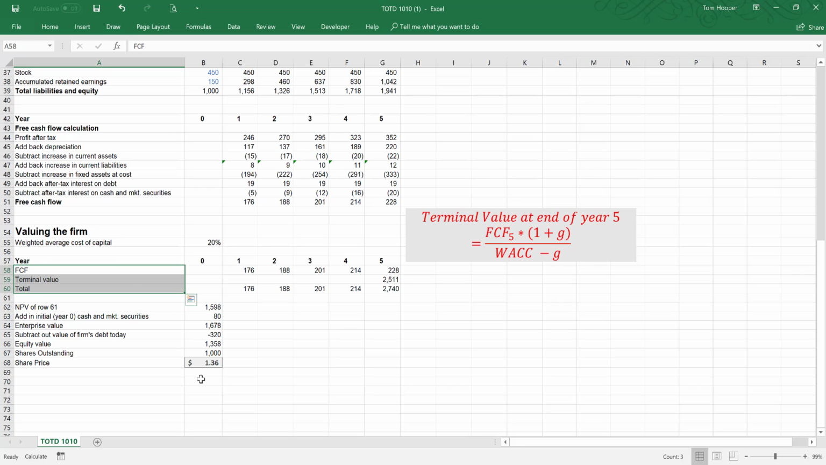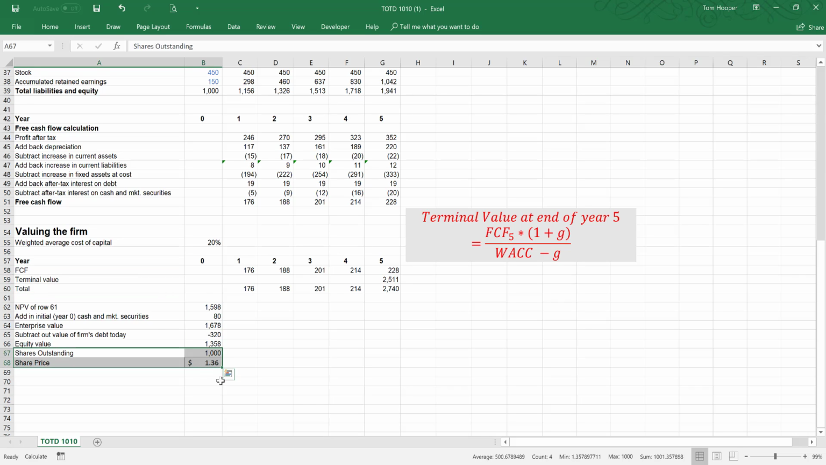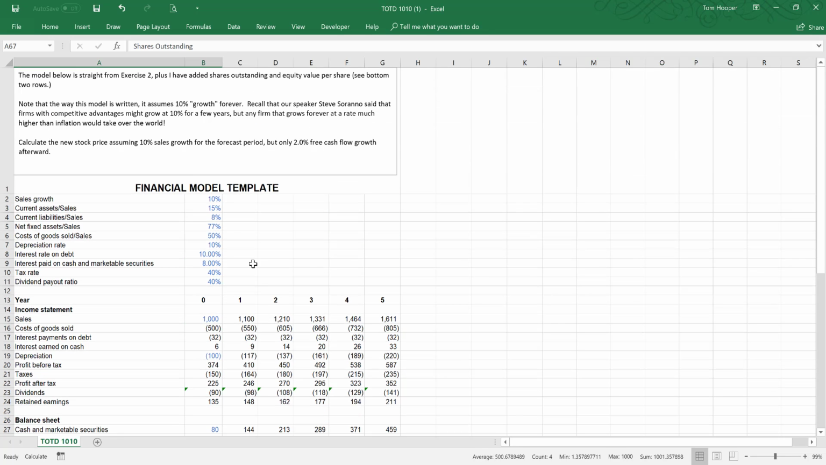It basically is exercise 2 from the homework, and I added 2 lines to the bottom, shares outstanding and share price, just to stay in keeping with our trade of the day models. So what you were told is the model is straight from exercise 2 with the additional information. And the way the model is written in exercise 2, it assumes 10% growth forever. We'll look at that in a moment.